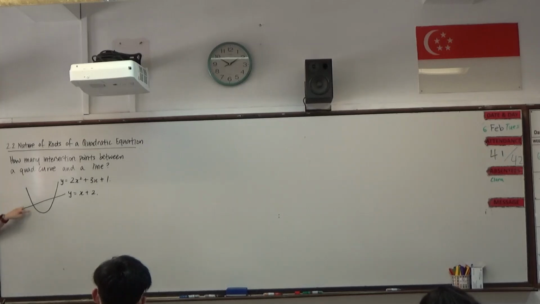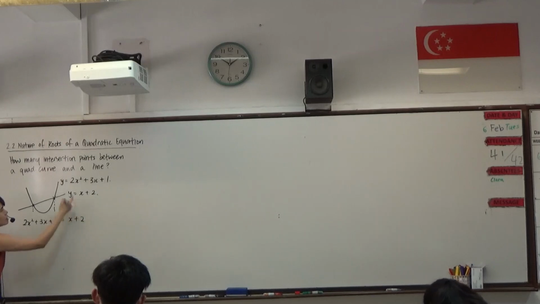If I have a curve and this straight line over here, how many intersection points are there? If I want to know the intersection points, I can solve it algebraically, by doing the substitution method, where I equate the two equations together. That is what we learned when we did our simultaneous equation chapter this year in our E-Maths chapter 1.1.